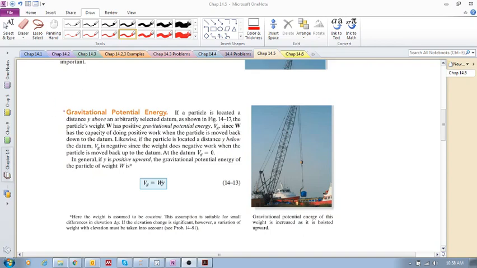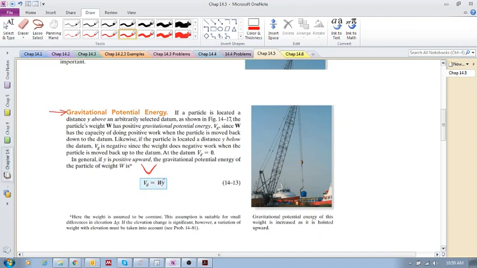Okay, so let's look at gravitational potential energy. It is given by this. V, you will see, is the symbol used for potential energy. Remember, we look at gravitational and elastic potential energy, which is the potential energy in a spring. Anyways, the point is we use the symbol V for potential energy. Vg is gravitational potential energy.